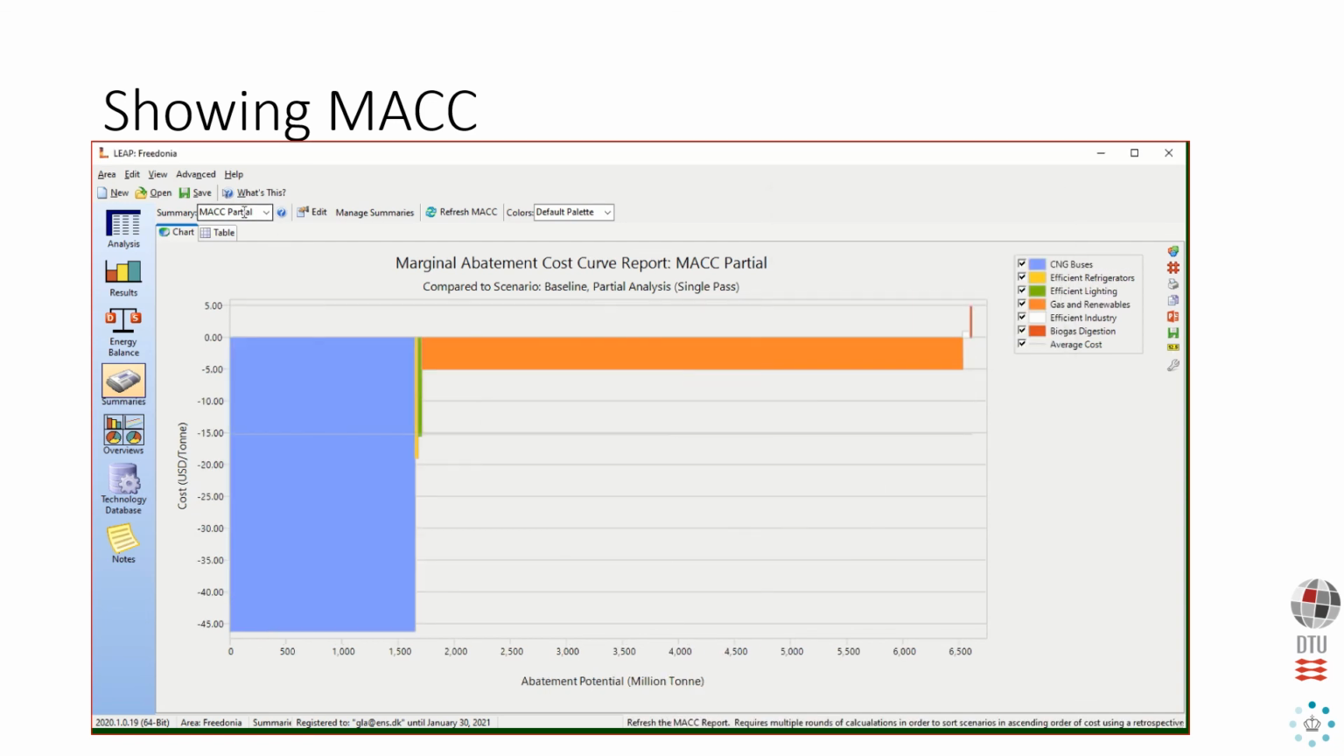Good. So now here in partial, we can see it looks more or less the same. Actually, the biogas digestion, I think, has a lesser cost than it did before. But this is the policy scenarios just by themselves, calculated compared to the baseline. So these do not take into account the benefits of, for instance, investing in natural gas while also converting all the buses to CNG if those two are in different scenarios.